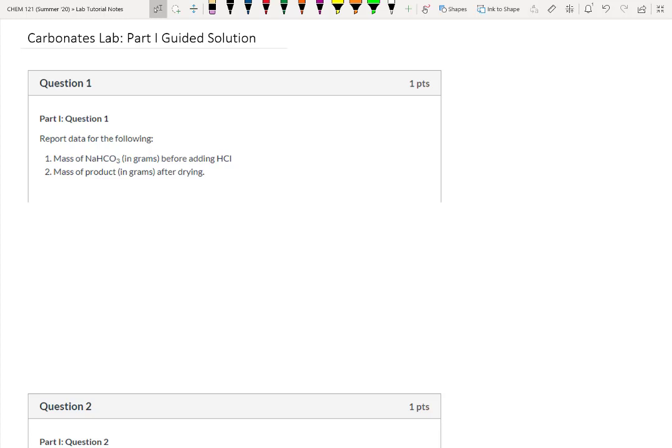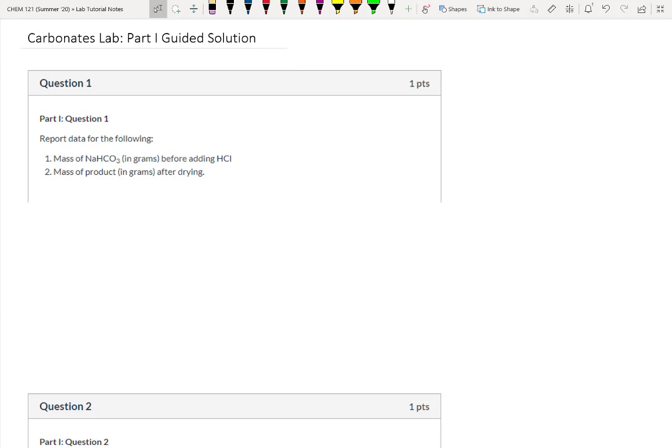Hi everybody. For the Carbonates lab, what I want to do is guide you through the first experiment that was done in the lab handout as a guided solution. You don't need to answer this on your own for your lab report, but rather watch me walk through how to solve that problem. What I want you to do is to work through the second and third reaction from the lab handout. So let's go through the first part just as an example problem together.